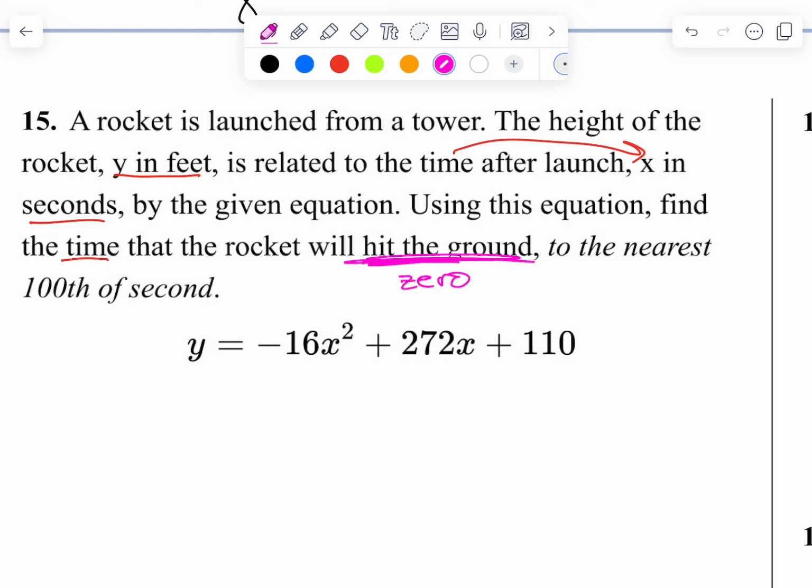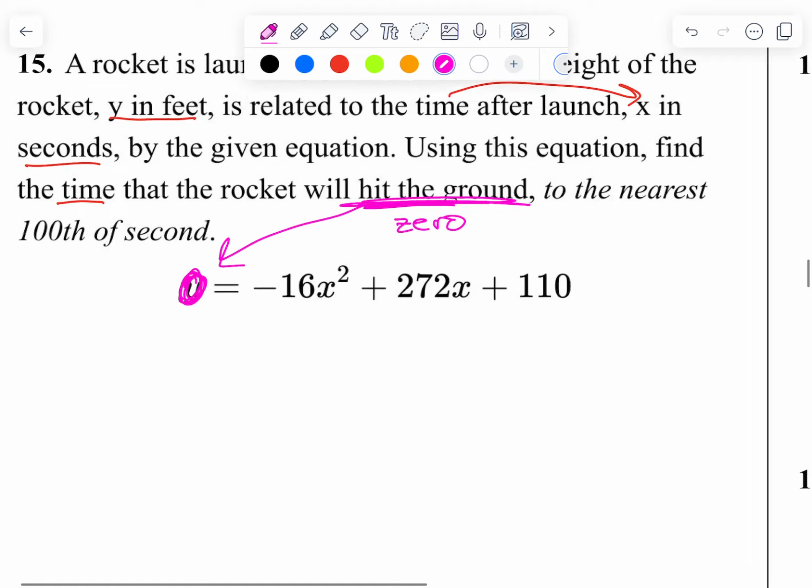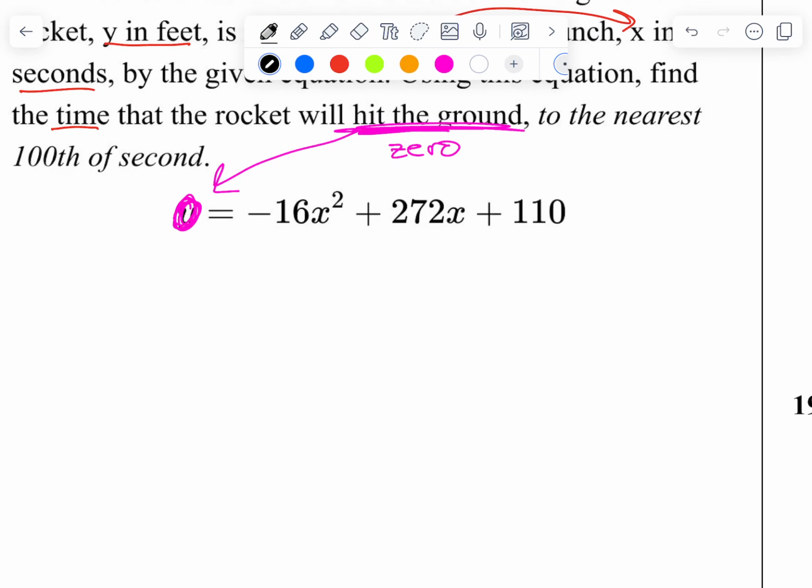So in order to do this, I'm not going to be looking for the maximum or the minimum. I'm looking for when it hits the ground or when the height is 0. So this is set up to 0. This means I need to use the quadratic formula, which we've done, but I'm just doing it in a word problem. So here's my B, here's my A, and here's my C.